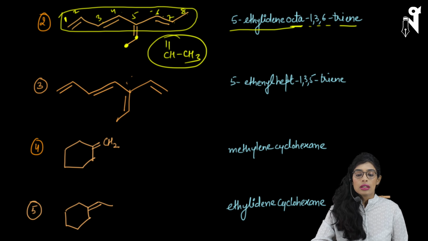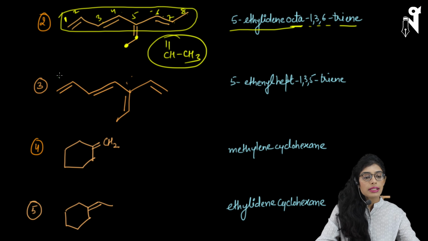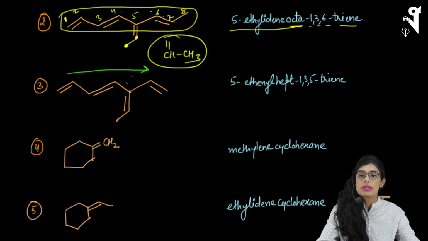Okay. So let's discuss what exactly these structures will be called. We have the possibility of going from left to right, taking this as a main chain. In that case, how many carbons will we have? 1, 2, 3, 4, 5, 6, and 7 carbons. And how many double bonds will we have? We will have 1, 2, 3 double bonds.